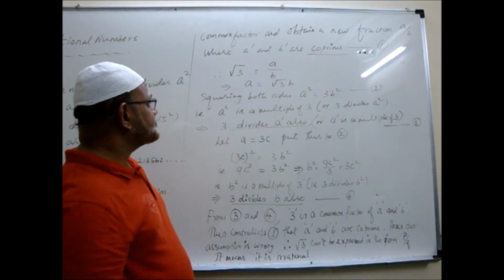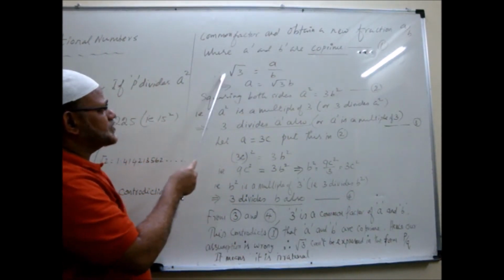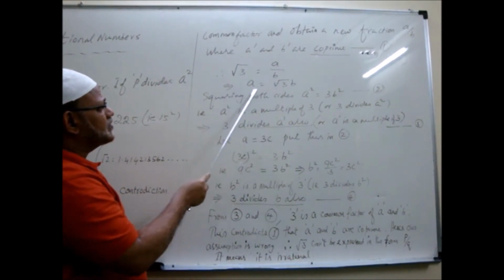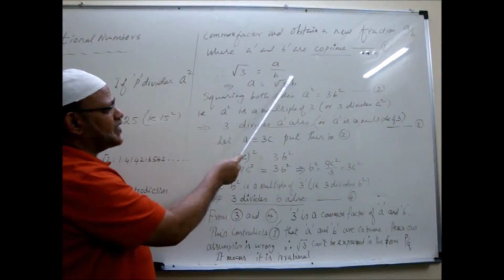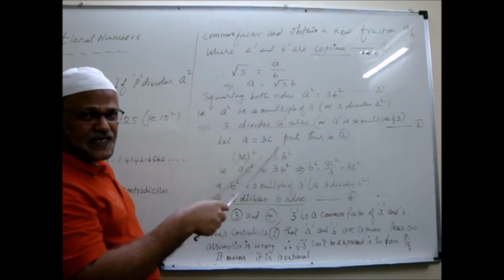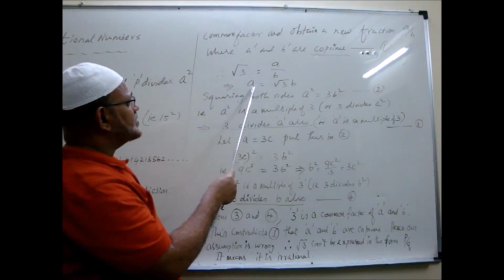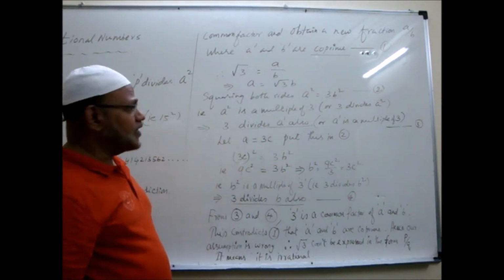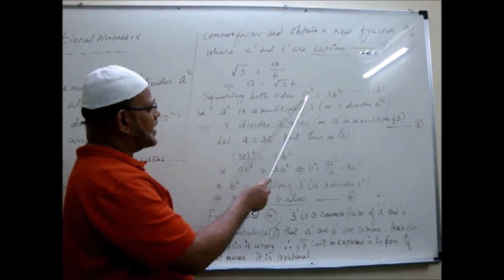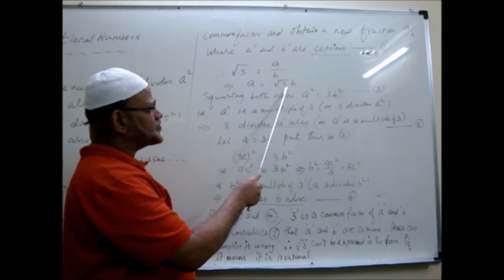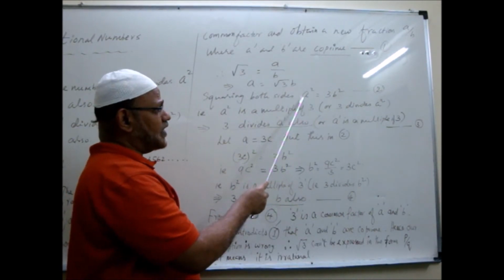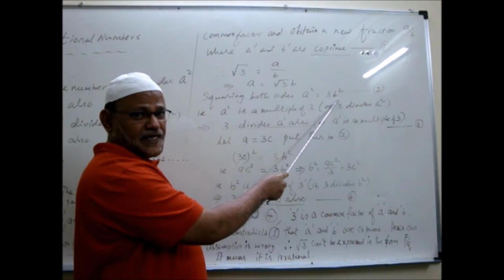Next, what do you do? Transpose this b to this side. So a is equal to root 3 into b. You will understand why we do all this later on. Then square both sides. Squaring both sides we get a square is equal to root 3 square b square. Root 3 square is 3. So a square is equal to 3b square.